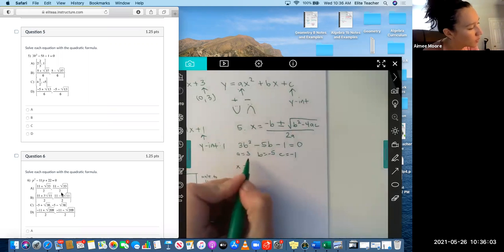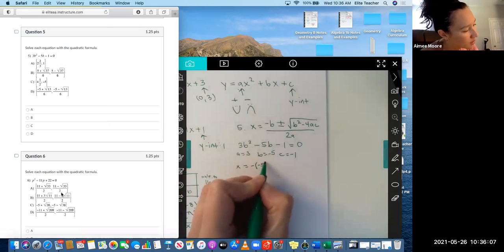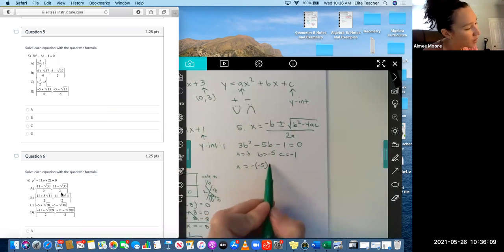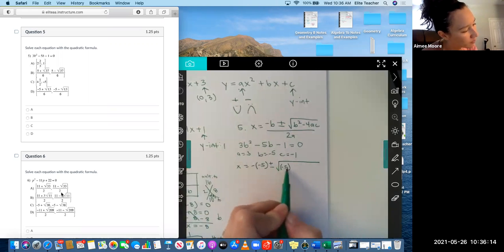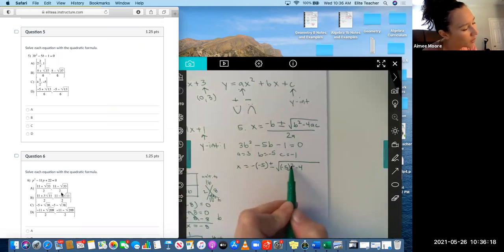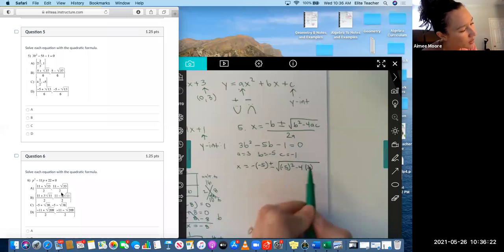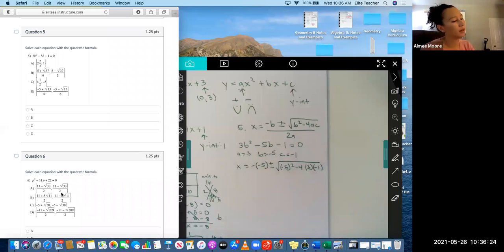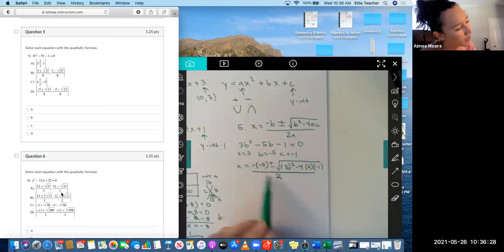So x equals negative, and remember to put b in parentheses. So -5 plus or minus the square root of b squared minus 4 times a, which is 3, times c, which is -1. All over 2 times a, which is 3.